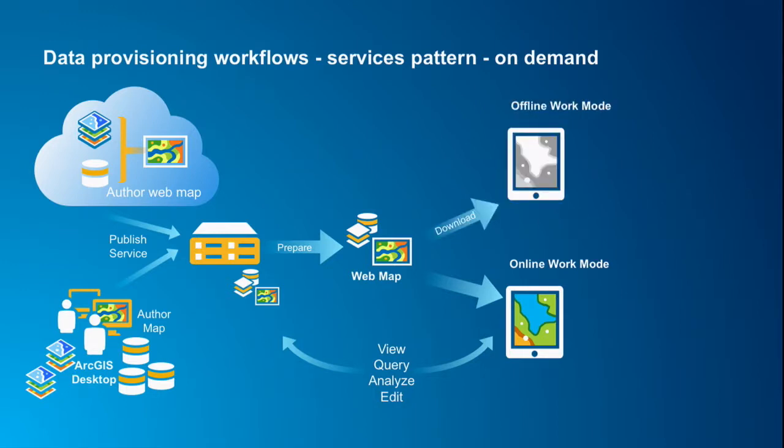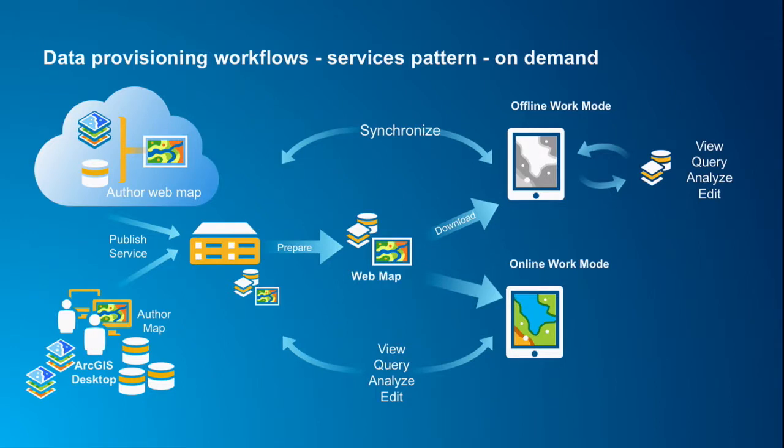Alternatively, if you have disconnected workflows that you need to support, maybe you have spotty or unreliable network connectivity, you would think of using an offline work mode, where you download the map and the geodatabase to your device and then apply edits locally. At some point when your network connection is guaranteed and strong, you would then synchronize against the server and save your changes. And you could synchronize one or both ways, depending on what you want to do.